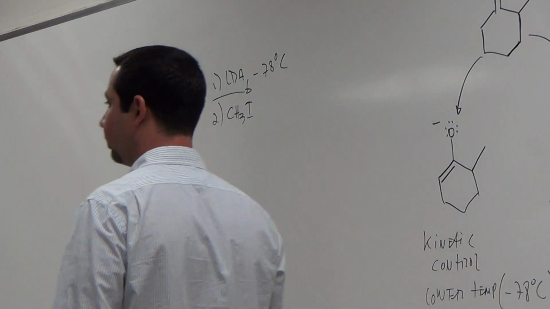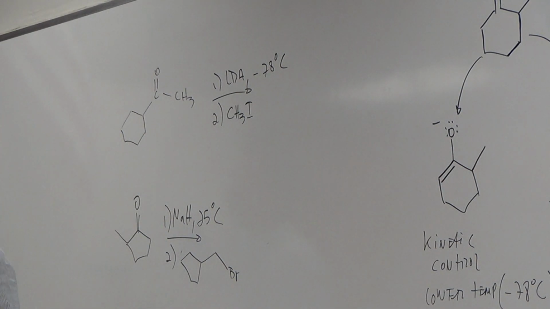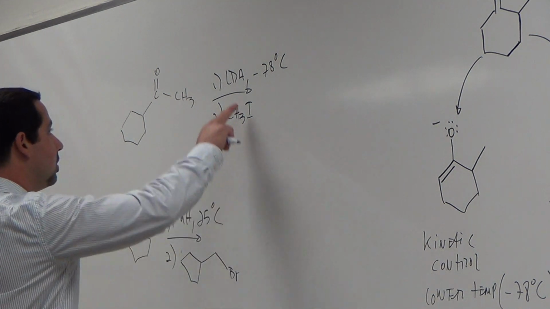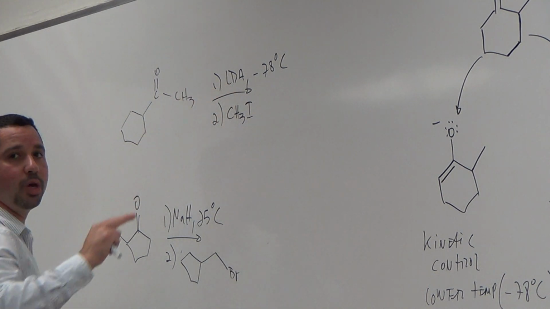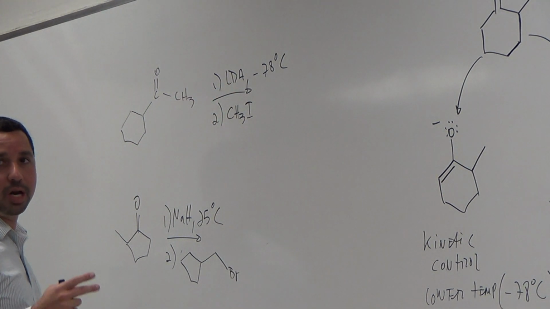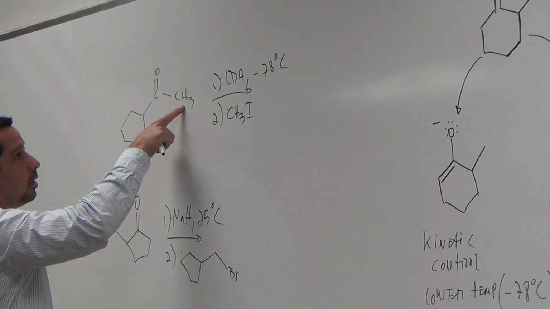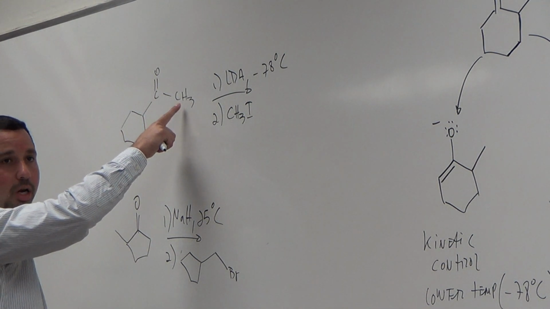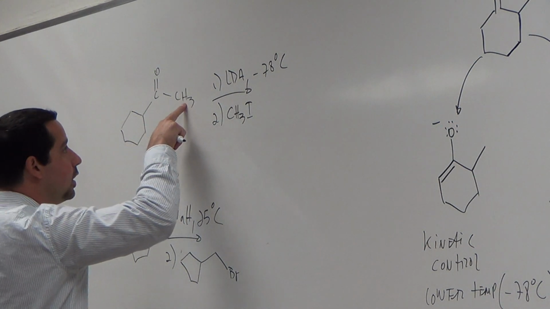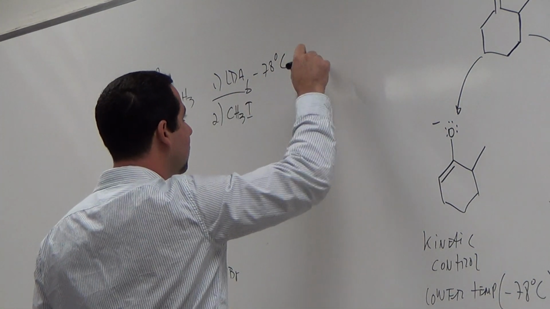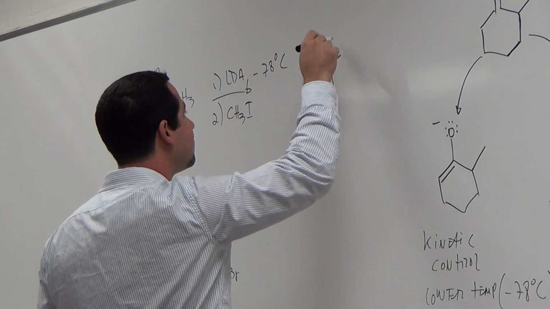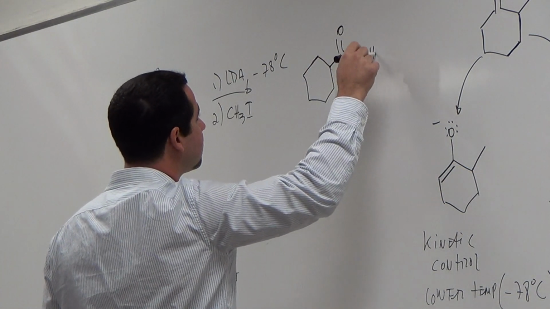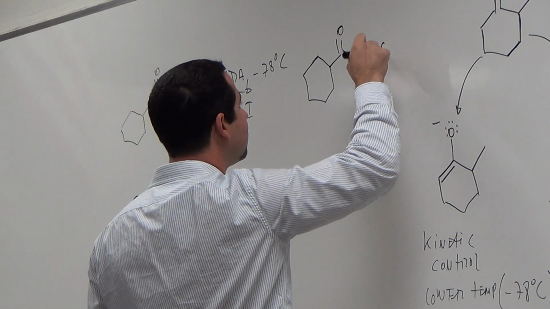Okay, so first one, what am I going to get? CH3, CH2, CH2. Kinetic or thermodynamic? Kinetic. Meaning that it's going to go to the carbon with more hydrogens, yes? Less substitutions. Which one is it? This is a CH3, yes? Less substitutions. So it is going to alkylate it here. CH2? CH3.